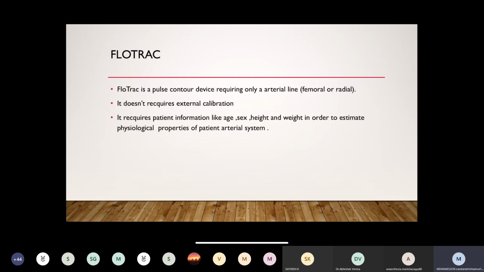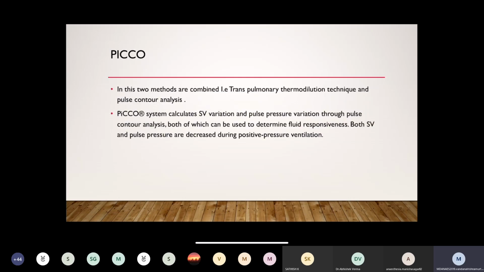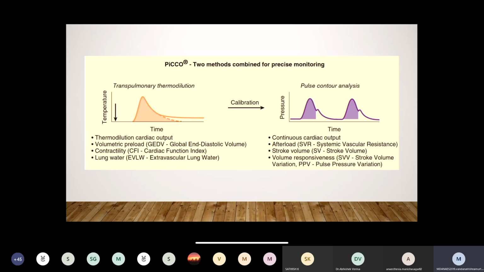arterial system. PiCCO: in this, two methods are combined, that is the transpulmonary thermodilution technique and pulse contour analysis. The PiCCO system calculates stroke volume variation and pulse pressure variation through pulse contour analysis, both of which can be used to determine fluid responsiveness. Both stroke volume and pulse pressure are decreased during positive pressure ventilation. By using transpulmonary thermodilution, we can measure volumetric readouts like global end-diastolic volume, cardiac function index, and lung water.